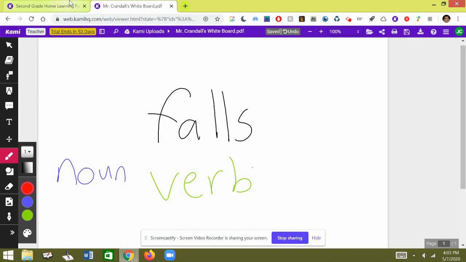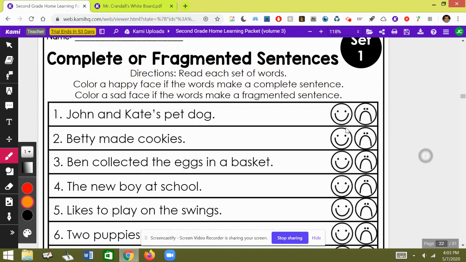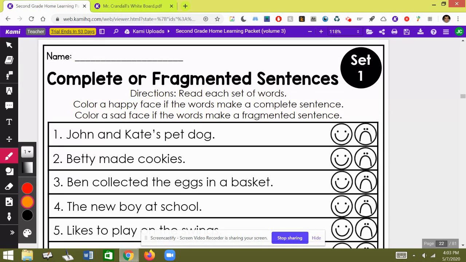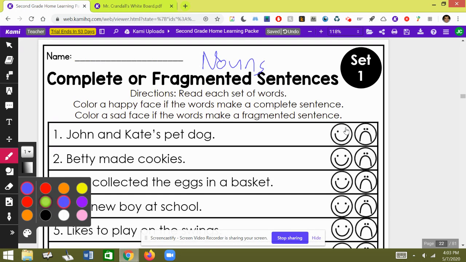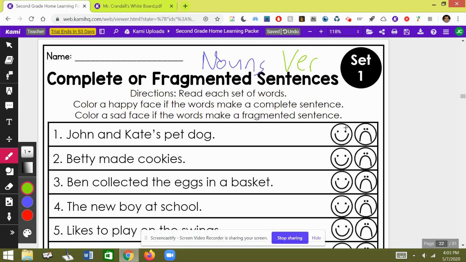So let's go to our page. We're on page three. It says, read each set of words. Color a happy face if the words make a complete sentence. Color a sad face if the words make a fragmented sentence. So for nouns, we're going to do blue. For verbs, we're going to do green. Now, you don't have to do colors on yours. I'm just doing that to show you. Nouns and verbs. Let's see.